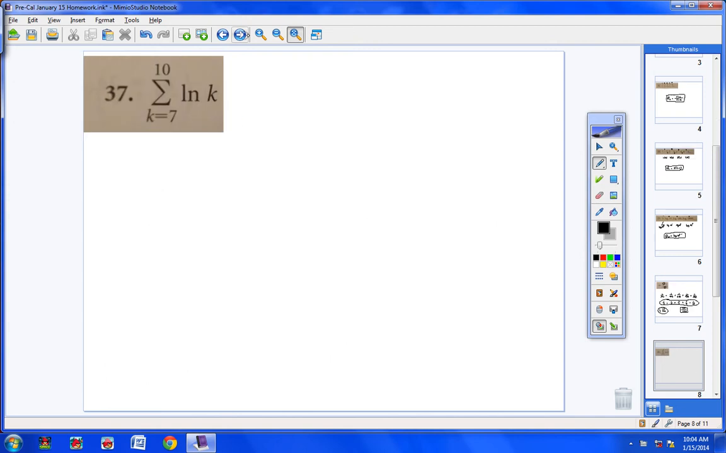All right, let's take a look now at number 37. For number 37, we're taking the natural log of k. We're starting with 7 and we're going to 10. So natural log of k, which is 7, plus natural log of k, so I'll put an 8, plus natural log of k, I'm going to put a 9, plus natural log of k, I'm going to put a 10.